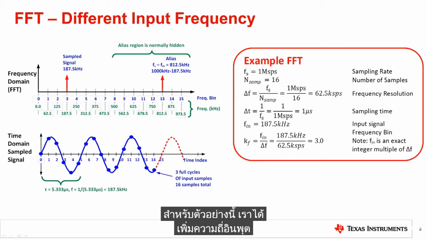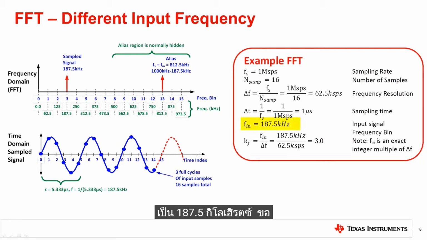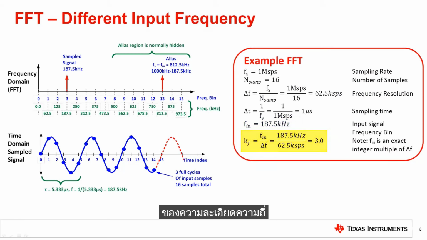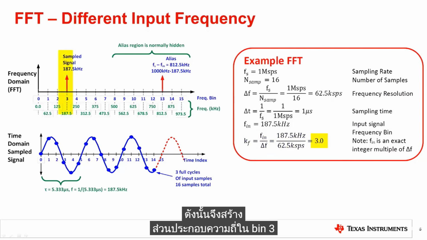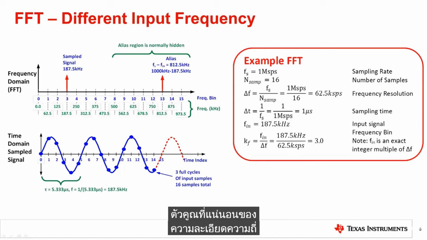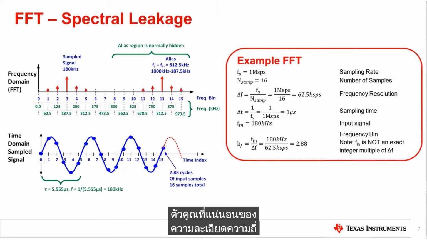For this example, we increased the input frequency to 187.5 kHz. Again, this frequency happens to be an exact integer multiple of the frequency resolution, so it creates a frequency component in bin 3. However, what happens if the input frequency is not an exact multiple of the frequency resolution?